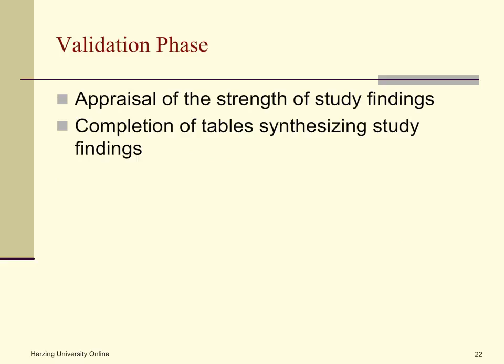Phase two of the Stetler model is the validation phase. The validation phase uses a rating system for the quality of the evidence, and it places information about the research problem in a table to facilitate analyzing and comparing results and the discernment of patterns in studies.